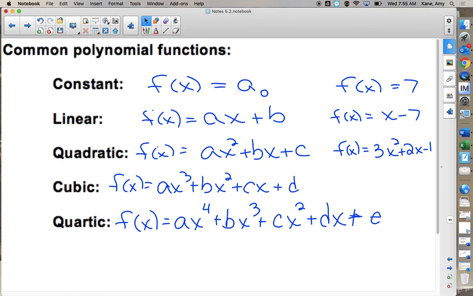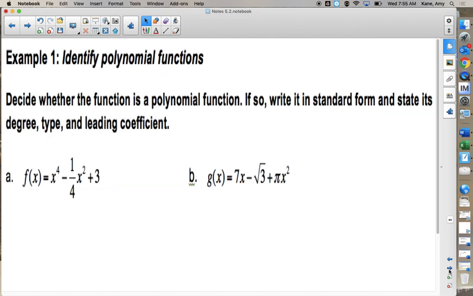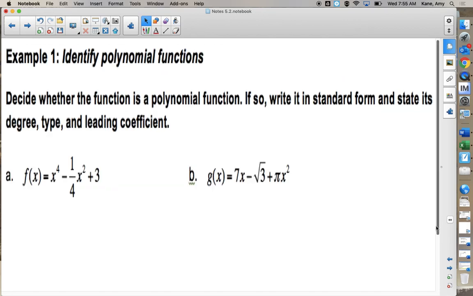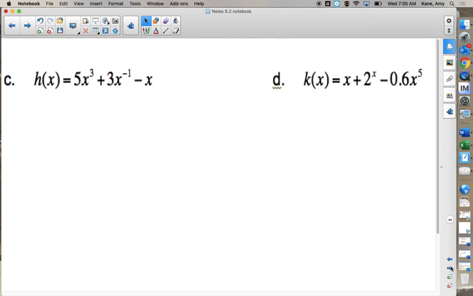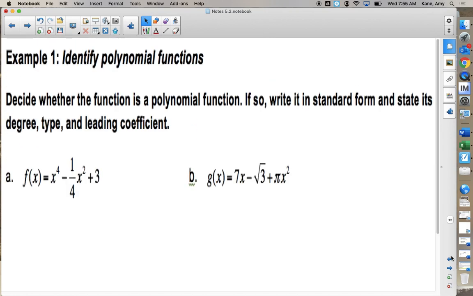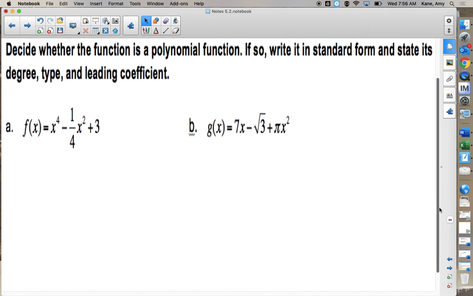So underneath, I think there are 4 examples, and you are asked to decide if it's a polynomial. Is there 4 or just 2? Yep, 4. If it is a polynomial, write it in standard form. State its degree, the type, and the leading coefficients. That's a lot of information. Let's start with the first one. Is it a polynomial? Yes. Okay, so it is a polynomial.